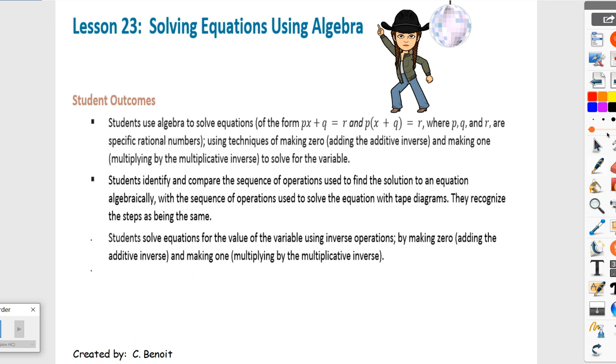You're also going to be able to identify and compare the sequence of operations used to find the solution to an equation algebraically with the sequence of operations used to solve the equations with tape diagrams, and you'll be able to recognize the steps as being the same.